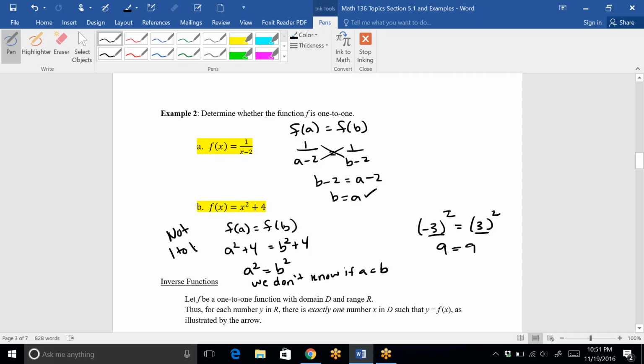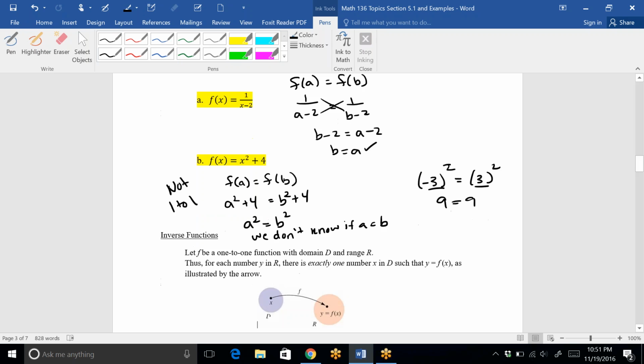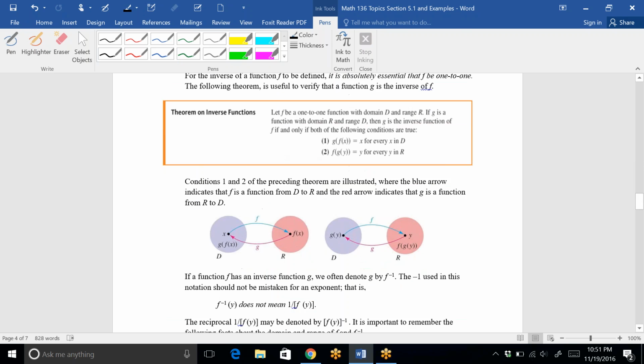Now, for parabolas, the reason they don't pass the horizontal line test makes sense. But if you wanted to use a parabola, you'll see in one of my examples in a minute, we restrict the domain, and then we can say, okay, on this piece of the parabola, it could be one-to-one. All right, let's look at the next example.